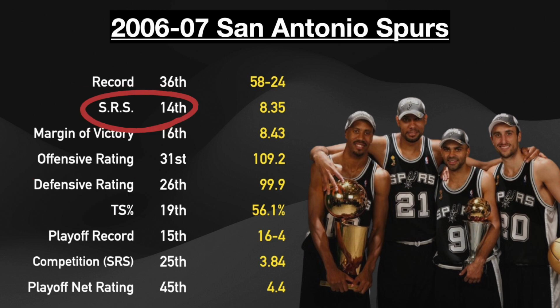Their SRS score was impressive at 8.35, ranking them 14th all time. Another strength of them was their postseason record at 16-4, just a solid overall squad.